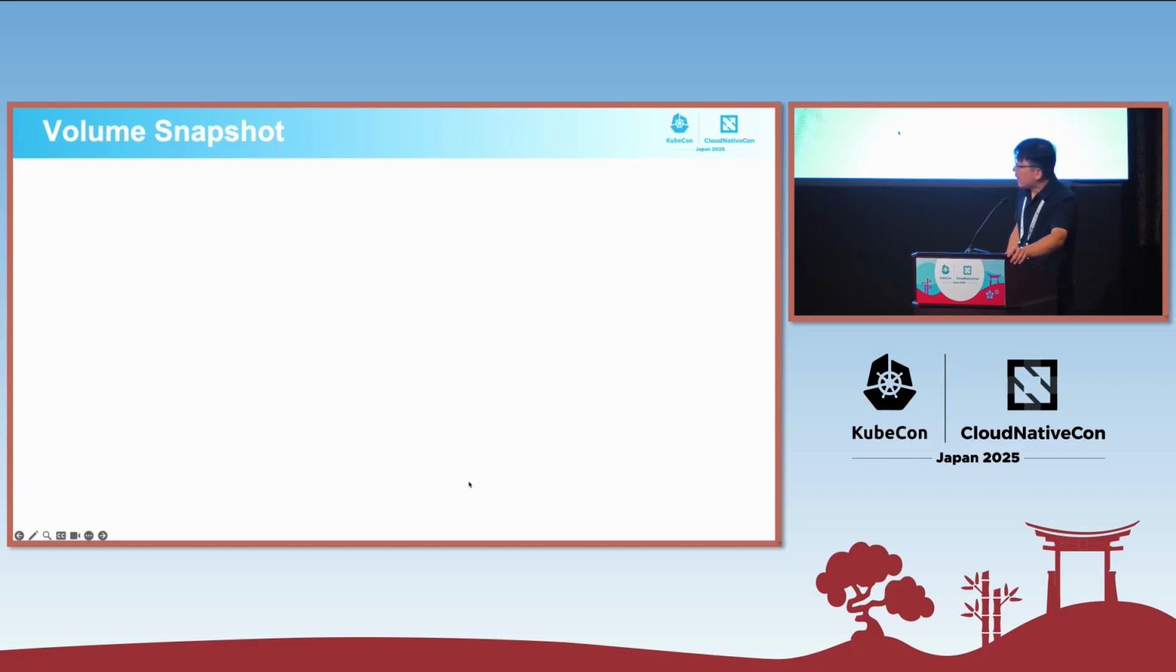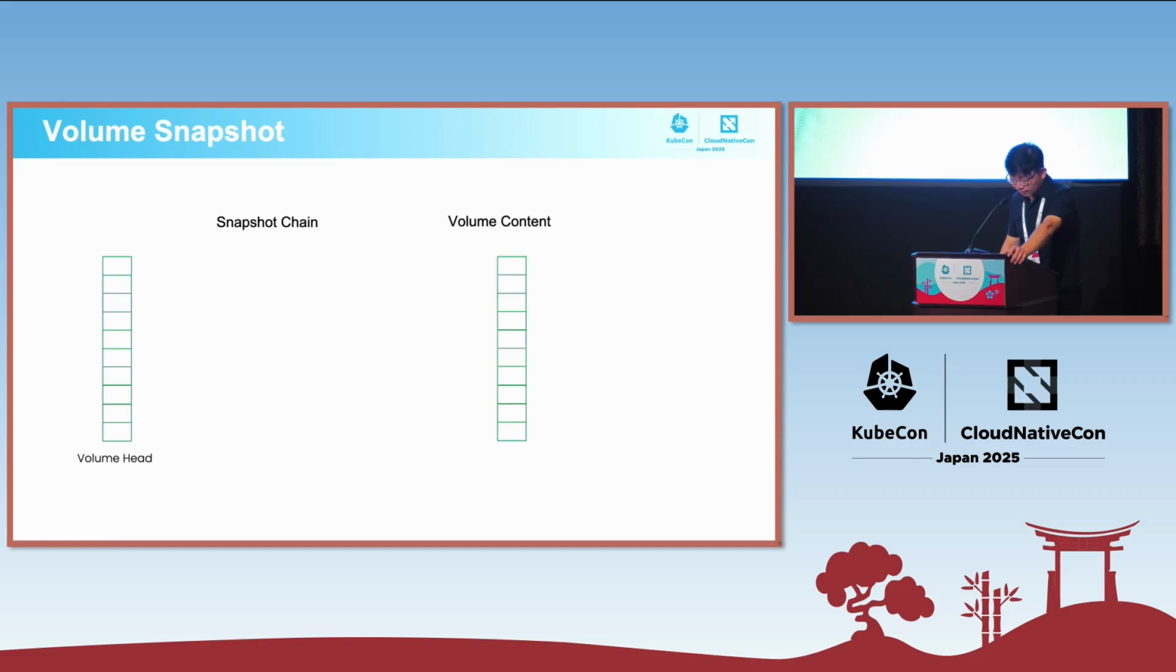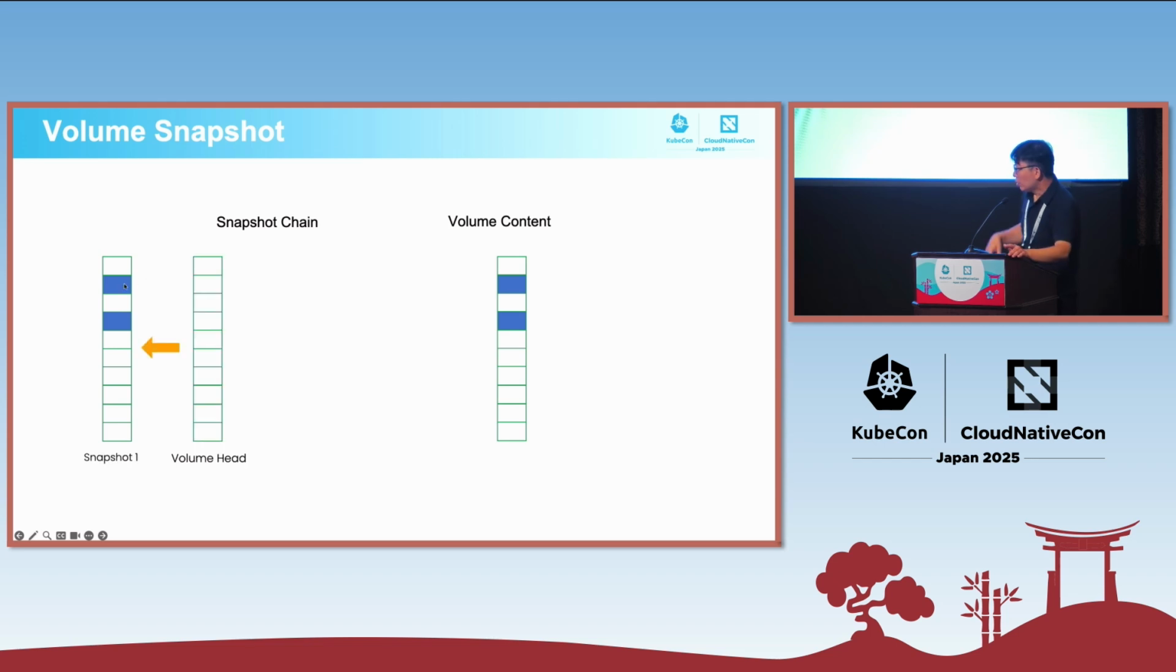Okay, we can take a look at the volume snapshot. When you create a Longhorn volume, Longhorn will create a sparse file, and we call this the volume head. Then you can write data to the sparse file, and you can take a snapshot. When you take a snapshot, the original volume head will become immutable, and Longhorn will create a new volume head. This is also a sparse file, and you can write data and take a snapshot.